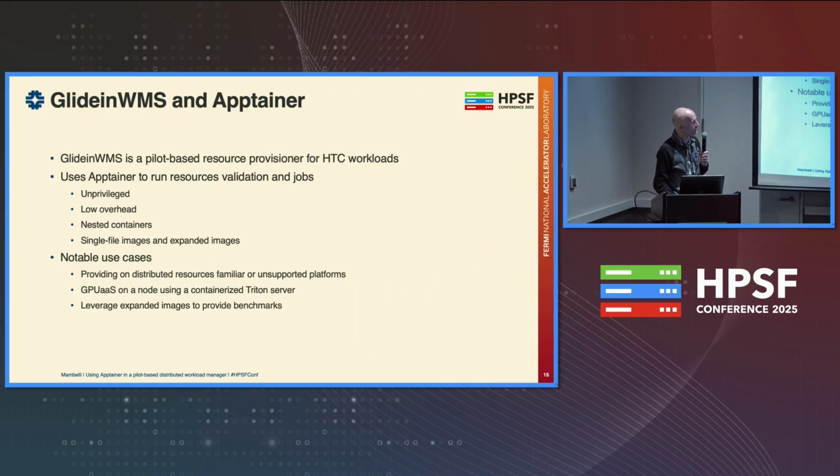So to summarize, GlideinWMS is a pilot-based resource provisioner for high throughput computing workloads. We use Apptainer to run resource validation and the scientific jobs. Mainly because it is unprivileged, has a low overhead, allows nested containers, and the single file image, and especially the expanded images, are very convenient. And then I presented a couple of use cases to show special uses of it.